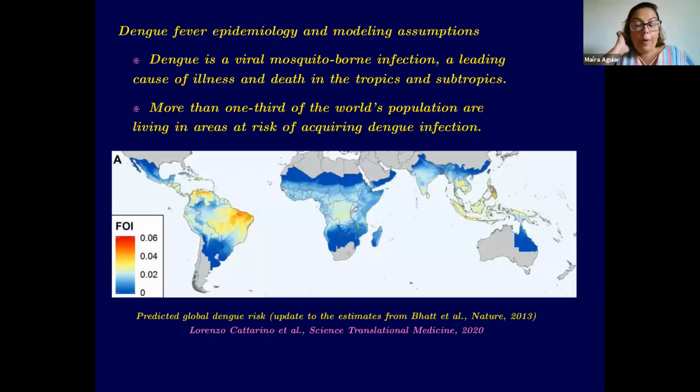Okay, so before we start, I give you a brief introduction about dengue fever epidemiology. I'm not sure if you are familiar with this infectious disease, but this is one of the most important infectious diseases in the world. It is transmitted by a mosquito, and after malaria, this is the most social and economical problem in terms of public health worldwide. It is a leading cause of illness and death in the tropics and subtropics, and we have more than 1/3 of the world population living at risk of acquiring dengue infection, as we can see here in this map.